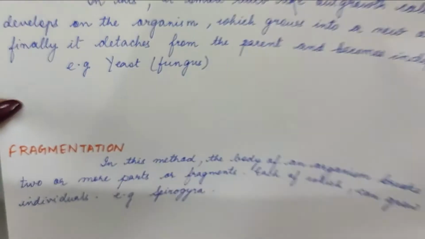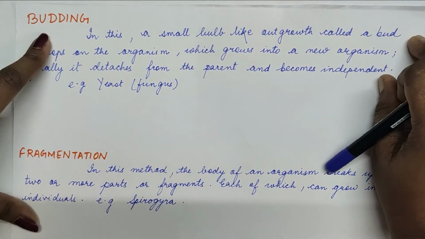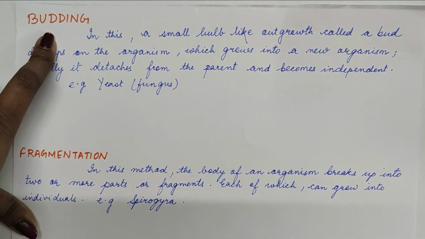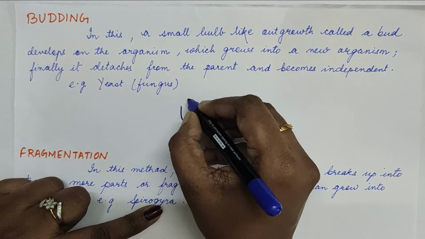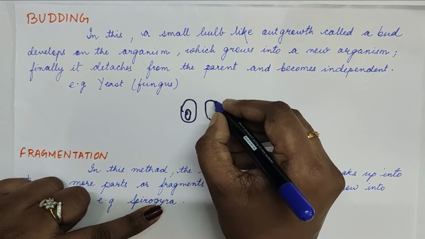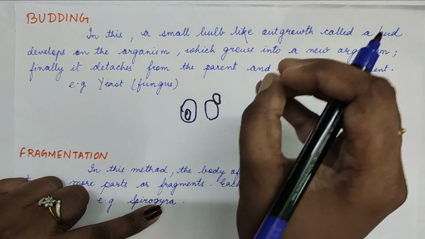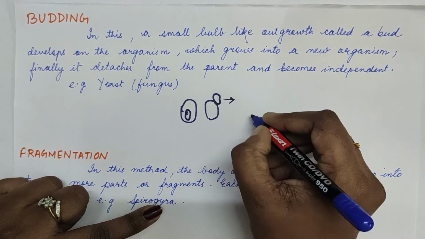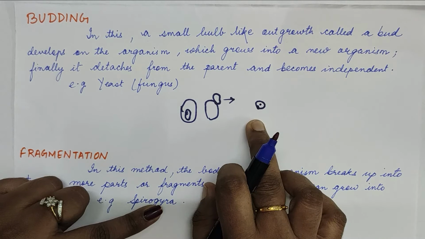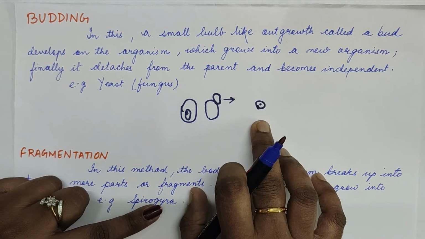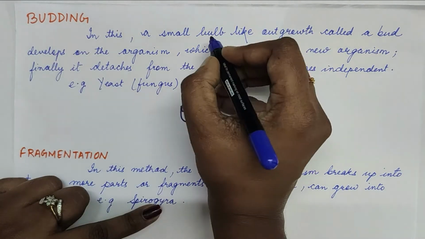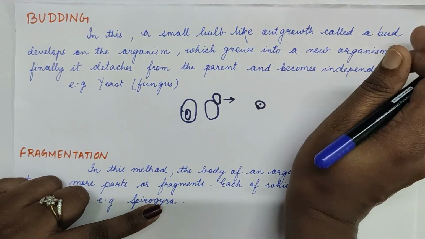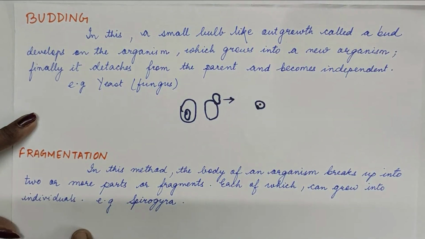Next is budding. Budding generally happens in yeast, because we are talking here of plants. Yeast is a kind of fungus in which a small outgrowth happens. Suppose this is a yeast cell and a small outgrowth grows, and after some time it separates from the parent and is ready to survive by itself and become independent. That method of reproduction in yeast is known as budding, where we can see a small bulb-like outgrowth called the bud. Next method is fragmentation.